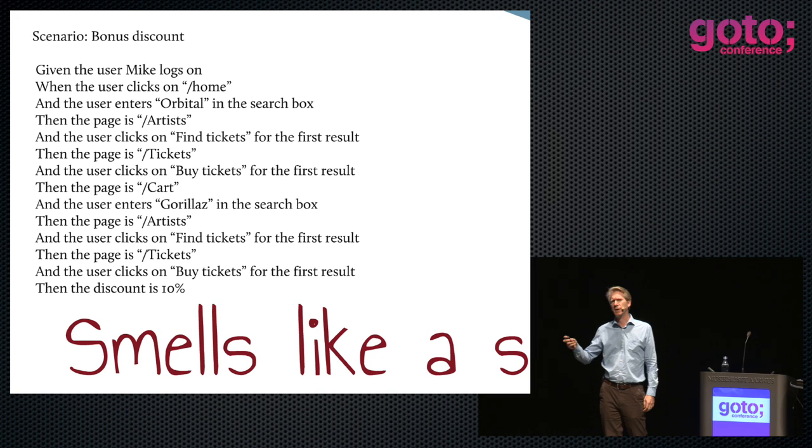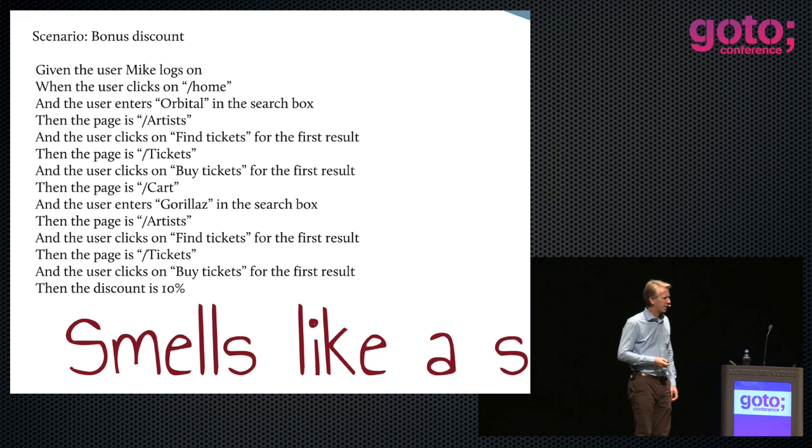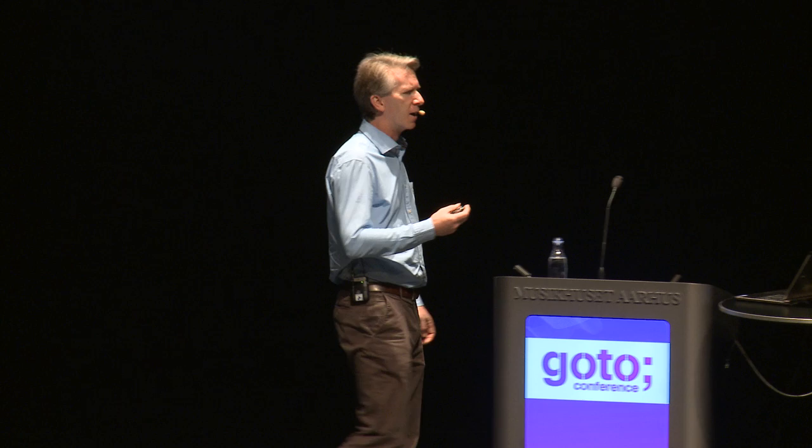Now again, the slim clue I have is that the scenario is called bonus discount. Maybe that 10% is important. But again, where's my rule? How on earth do I know what in that sequence of events has led to a 10% discount? Under what circumstances do I get a different kind of discount or no discount at all? None of these things are evident. We're left guessing as to which of these steps are relevant to leading to that discount.